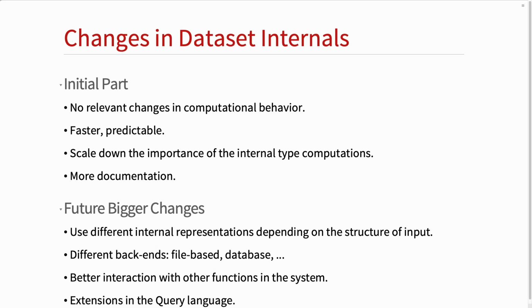Then future bigger changes will include using different internal representations depending on the structure of the input. Sometimes when you have an array of data, expressing it as nested associations will repeat the keys multiple times, so we want to avoid that. We also want to use different backends, like using Dataset to interact with data in files, and also databases. We want to have better interaction with other functions in the system, like TimeSeries. And also, of course, we want to extend the query language in several directions.